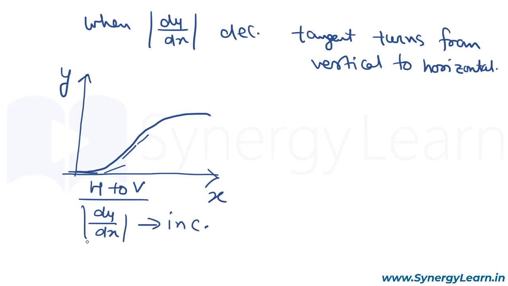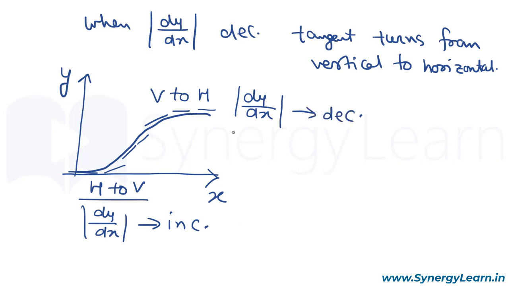That is, if anyhow we get to know that mod dy by dx is increasing, then the tangent will turn from horizontal to vertical. And in the next section we see here that the tangent is turning from vertical to horizontal. So we can conclude that in this region mod dy by dx is decreasing, or vice versa. That is, when mod dy by dx decreases, the tangent turns from vertical to horizontal.